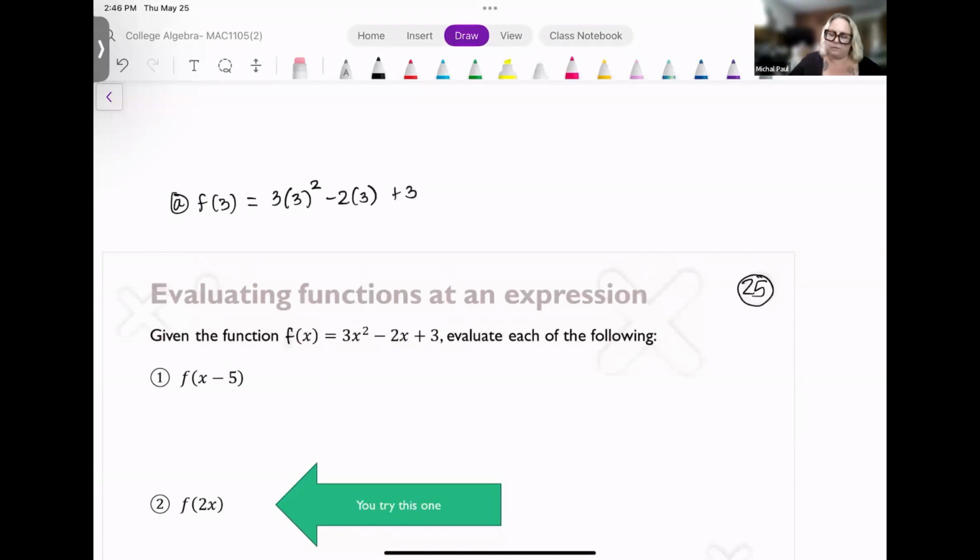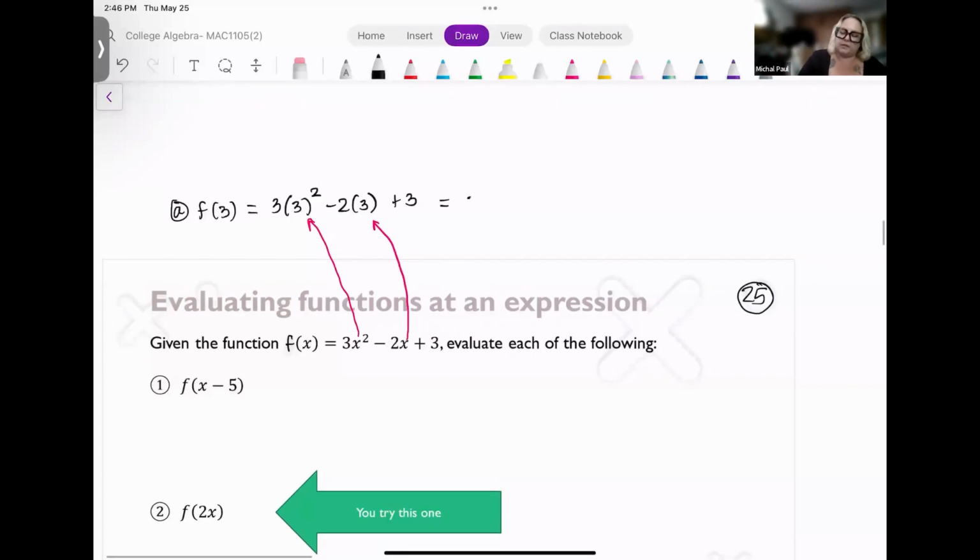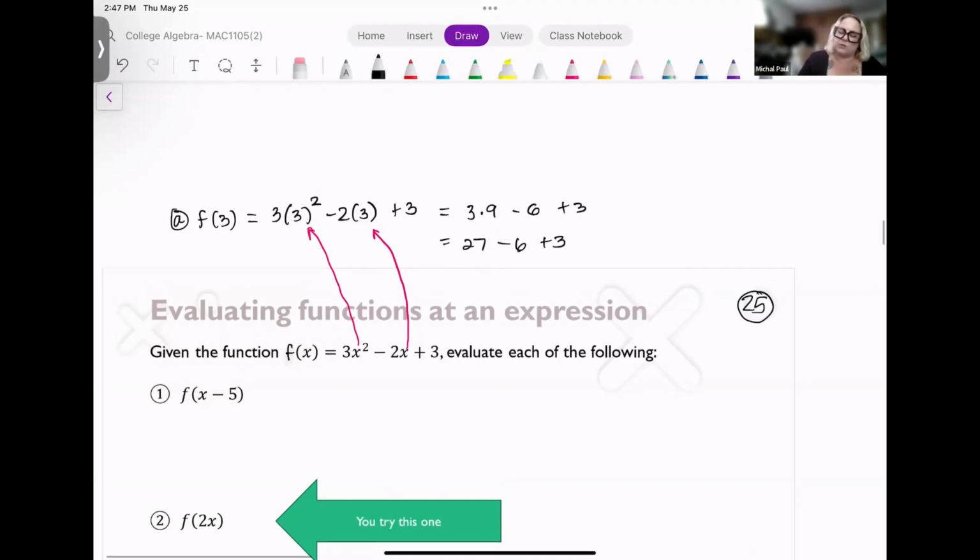Are you with me? This x that's getting squared is that 3. This one is that 3. The rest are just numbers. And I can evaluate this. 3 squared is 9. So this is 3 times 9 minus 2 times 3 is 6 plus 3. So this is 27 minus 6 plus 3. 27 minus 6 is 21. 21 plus 3 is 24.